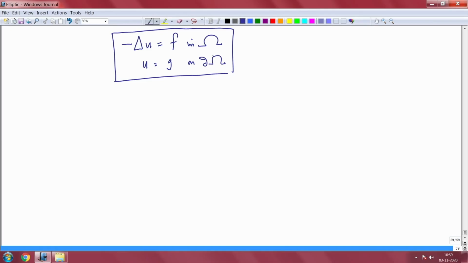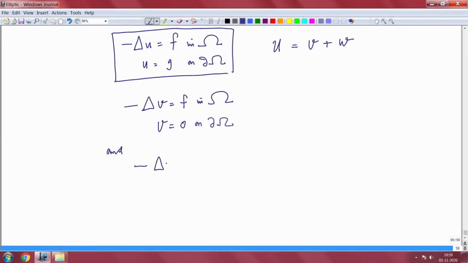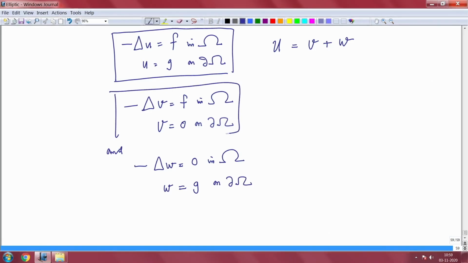So, this solution you can write as u equal to v plus w, and then what is v? Laplacian of v is equal to f, separating your internal source term and the external. By linearity you can do it, and minus Laplacian of w equal to 0 in omega and w equal to g on d omega. This is done with linearity. So, we will do this one. So, what are we going to do?